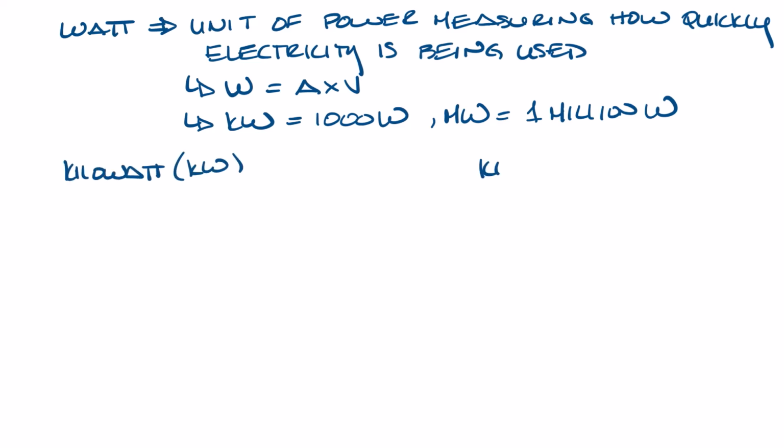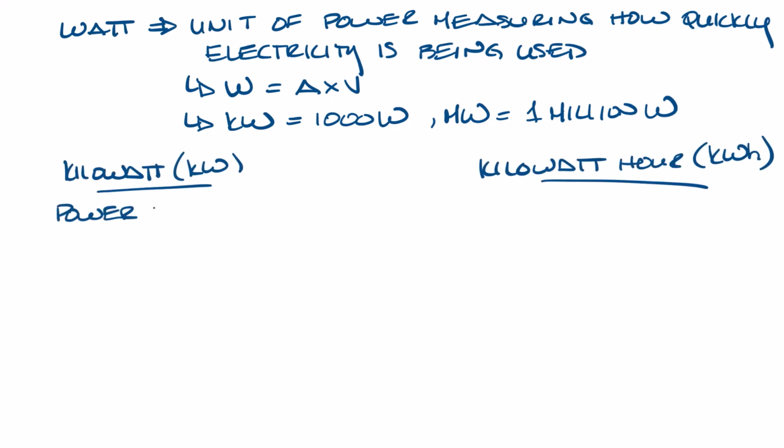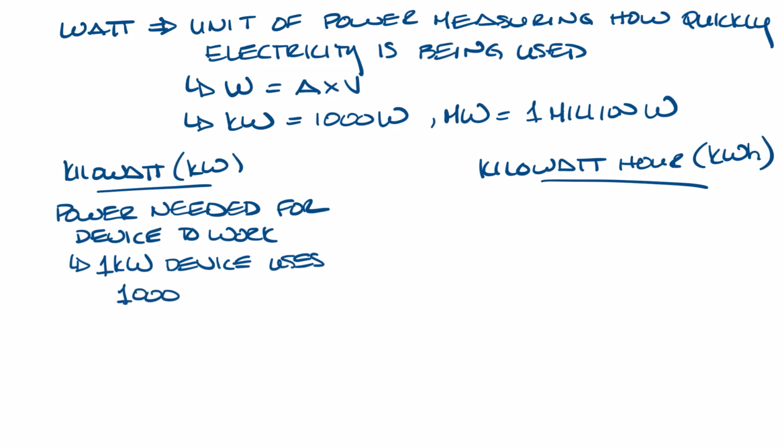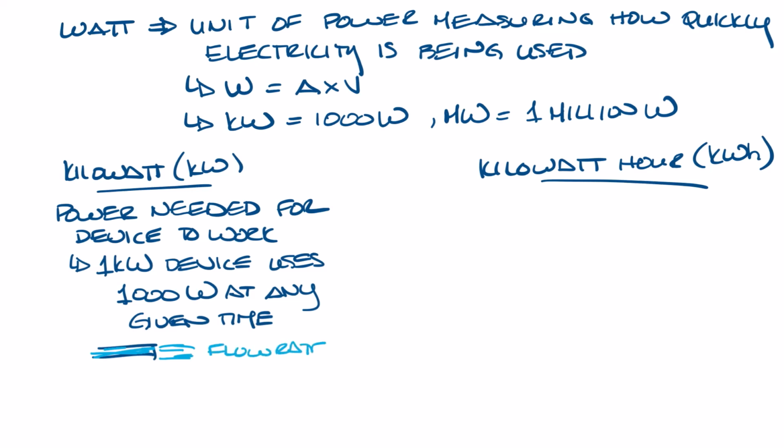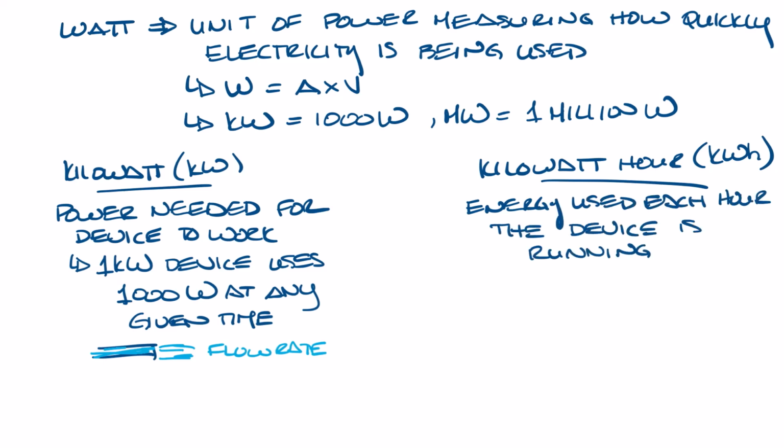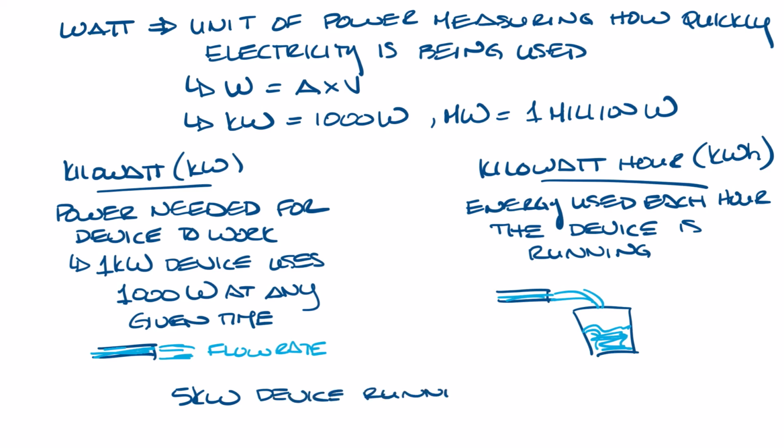Now let's look at kilowatts and kilowatt hours. A kilowatt is the power that is needed for the appliance to work. A 1 kilowatt device is using 1,000 watts of power at any given second. A good analogy is to think of water flowing through a hose. The kilowatt would be the flow rate of the water. A kilowatt hour is the energy used each hour the appliance is running. It's how much energy has been used over time. So in our water example, a kilowatt hour would be how much water is in the bucket after it runs for an hour. So if we have a 5 kilowatt piece of equipment and it runs for 5 hours, you have 25 kilowatt hours of energy usage.